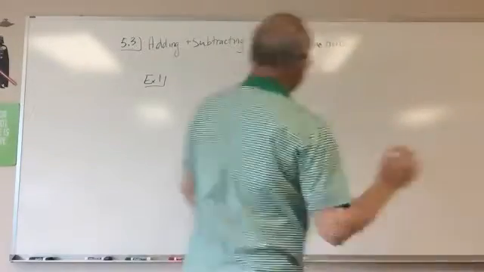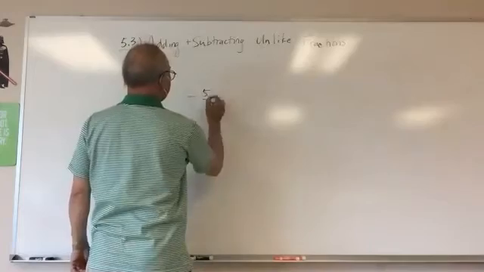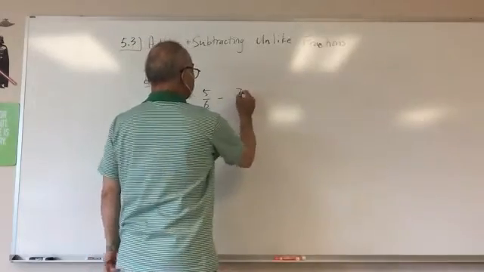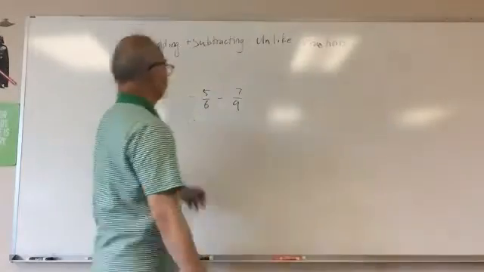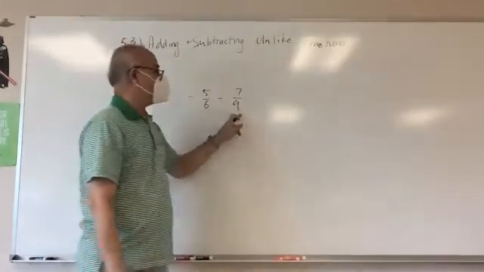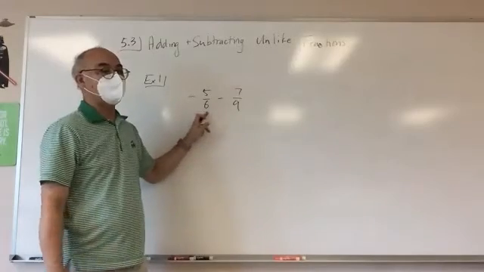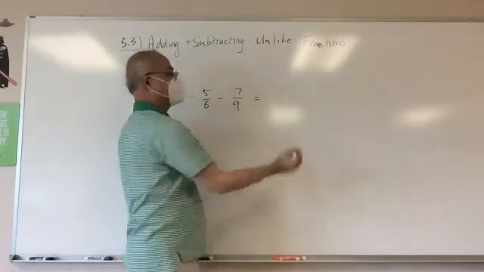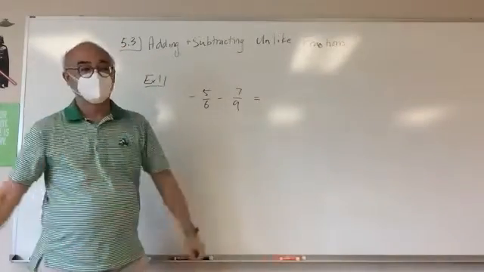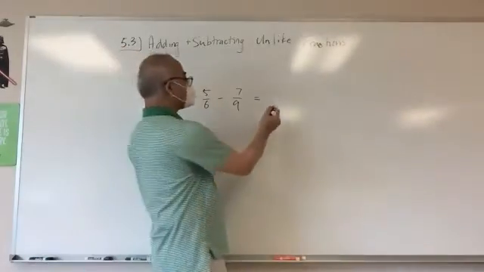B is negative 5 over 6, negative, is it 7 over 9? 7 over 9, okay. So now I have to find the least common multiple here, 6 and 9. What would that be? 18, okay, so it's 18.